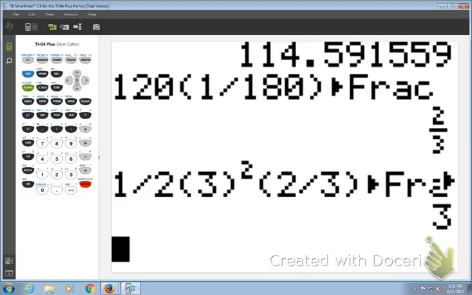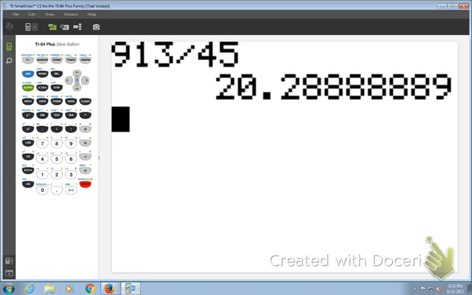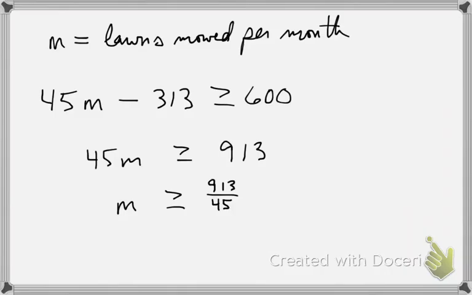Okay, so let's see what 913 divided by 45 works out to be. So I have my trusty sidekick here, my fake calculator, but it's just as real as yours. So we got what? I already forgot. My short-term memory stinks. 913 over 45. That's not going to come out to a nice number. So we've got 20.28 repeating. I can use a little bar.